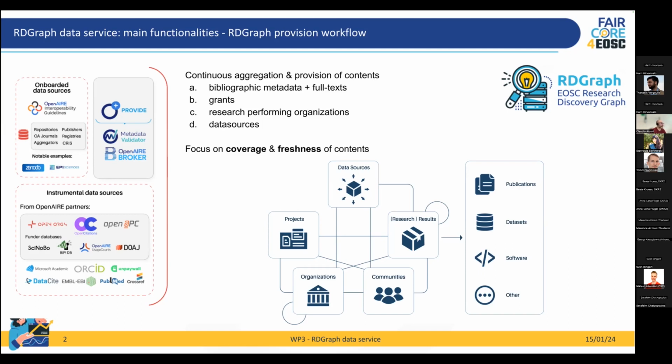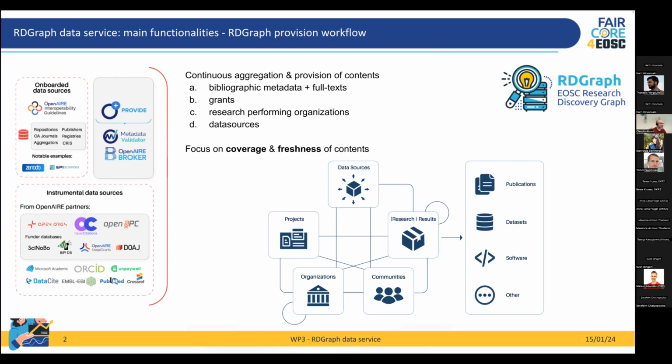So the policy that OpenAIRE has for the update of these contents is to release a new version of the RDGraph once per month. So every month we have fresh contents acquired from various types of sources, as you can see on the leftmost part of this slide.